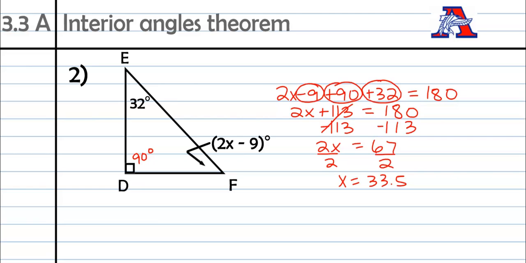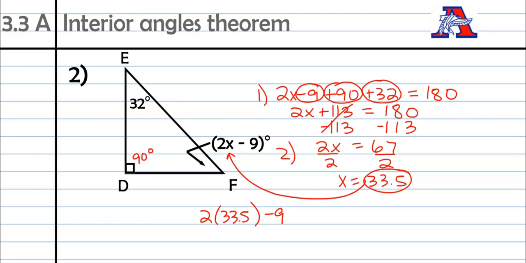So this is our step 1, our step 2, we went and solved. And then step 3 is to take this answer for x and substitute it in for x. So I'm going to go down here where I have some space. We need to do 2 times 33.5 minus 9. 2 times 33.5 is 67, and 67 minus 9 is 58. All right, so that tells us that if we did things right, angle F is 58 degrees.